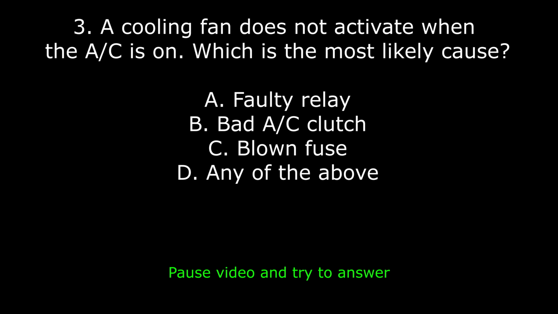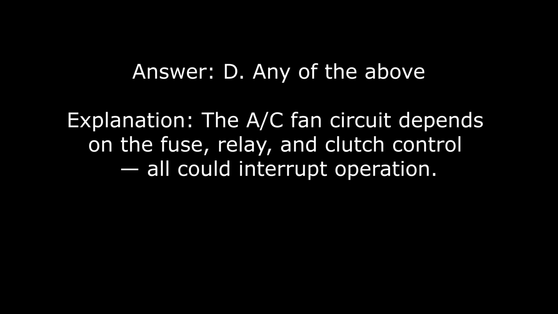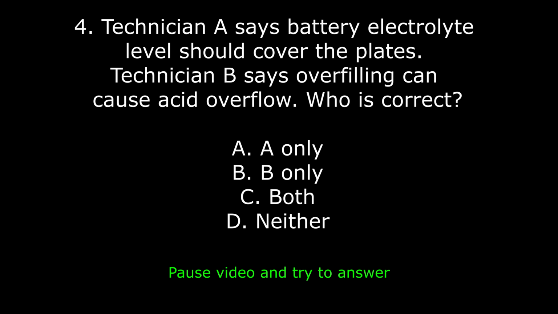3. A cooling fan does not activate when the AC is on. Which is the most likely cause? A. Faulty relay. B. Bad AC clutch. C. Blown fuse. D. Any of the above. Answer: D. Any of the above. Explanation: the AC fan circuit depends on the fuse, relay, and clutch control. All could interrupt operation.